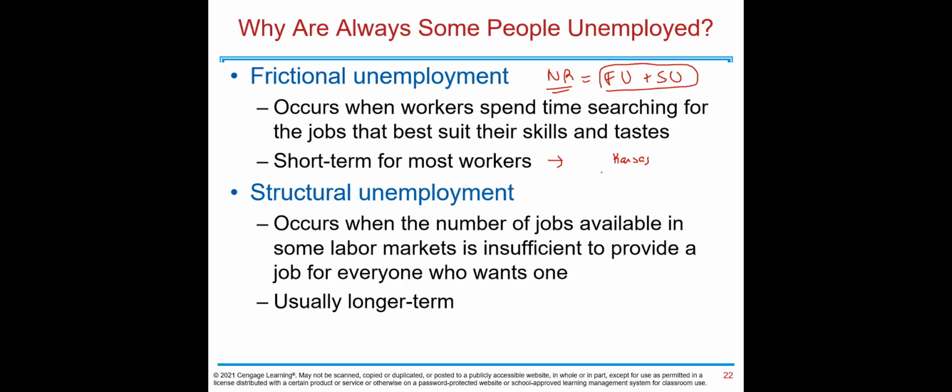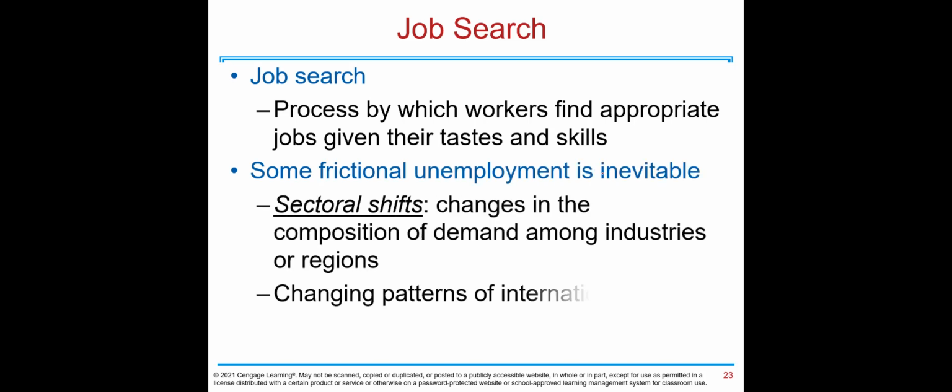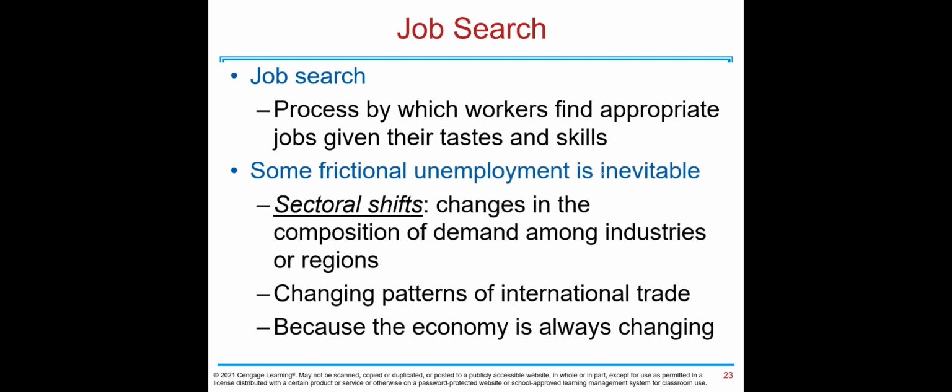The second one is structural unemployment. Structural unemployment happens when the number of jobs available in some labor markets is insufficient to provide a job for everyone who wants one. Usually it is longer term for the people who are structurally unemployed. We will see examples of structural unemployment in the following slides. Let's talk about job search. Job search is the process by which workers find appropriate jobs given their tastes and skills.